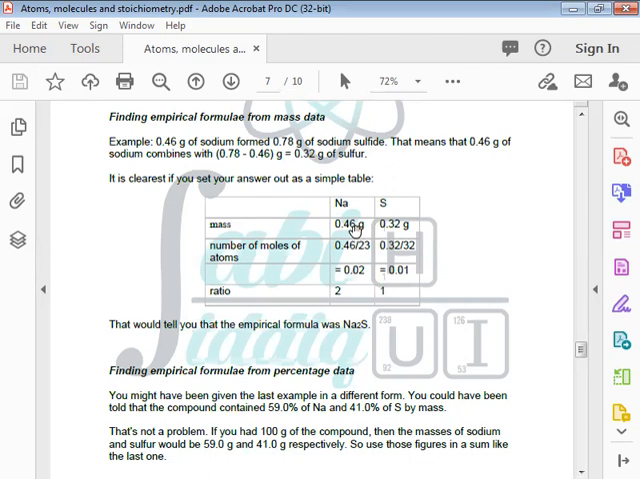Now how much mass will you take for sodium? 59 grams. Do you understand? Assume that you have 100 grams of the sample. Sodium's mass can be taken as 59 and sulfur's mass will be taken as 41. Do the entire process again and tell me the empirical formula that you get.